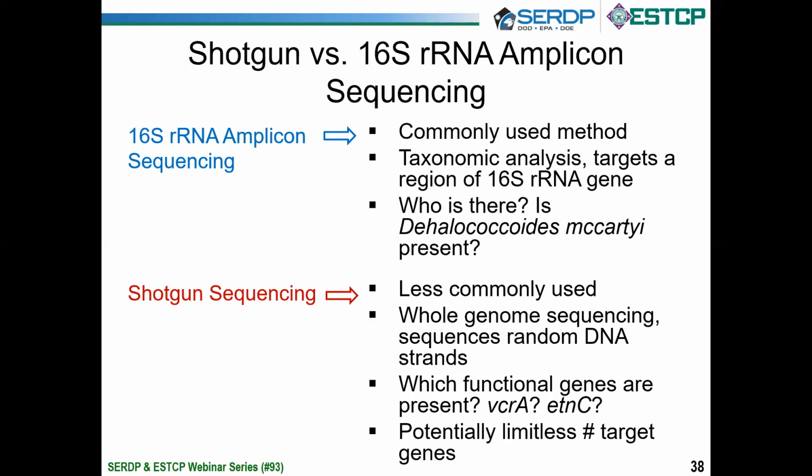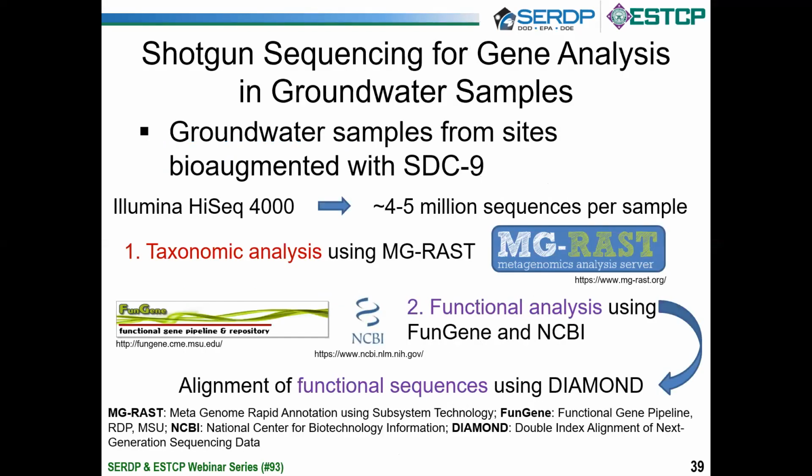So in this project, we used shotgun sequencing to examine the microbial communities at 5 chlorinated solvent sites. For this, we targeted both the functional genes associated with contaminant biodegradation, as well as the relative abundance of non-chlorinated solvent degraders. The research involved the analysis of 20 groundwater samples, and as I said, from 5 chlorinated solvent sites. And each site had previously been bioaugmented with the mixed culture SDC9. The chlorinated solvents and or their degradation products were present at these sites, and at one site, 1,4-dioxane was present.